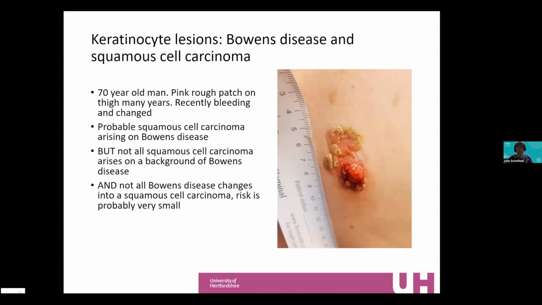And this is an example. This is a patient from the clinic where I saw a 70-year-old man, and he gave a very clear history that he'd had a pink rough patch for many years, and then he suddenly developed this nodule within it. And this is a patch of squamous cell carcinoma arising on a background of Bowen's disease. So it's important to recognize that you do have this risk, but not all Bowen's disease will lead to squamous cell carcinoma, and not all squamous cell carcinoma arises on a background of Bowen's disease.